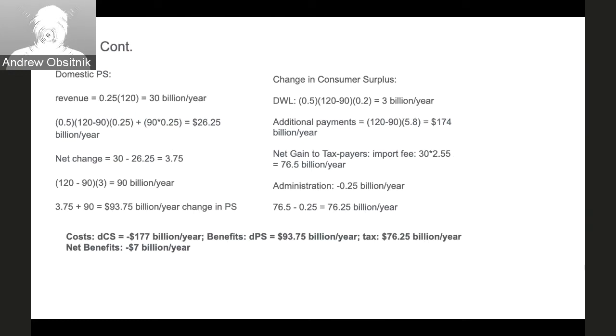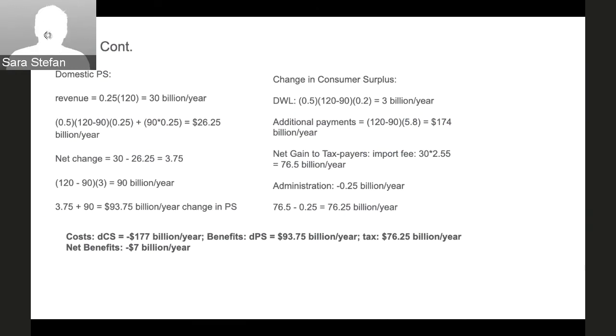For the second part of part A of question 2, we were asked to find the domestic producer surplus and the domestic consumer surplus, and we found the change in consumer surplus to be negative 177 billion, with the change in producer surplus to be 93.75 billion, and the tax to be 76.25 billion, with net benefits coming out to be negative 7 billion per year.